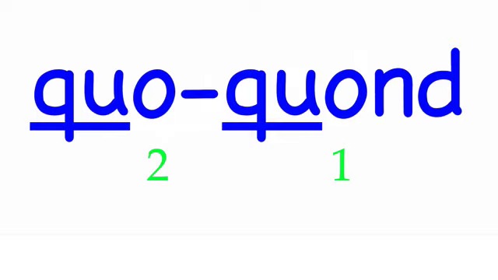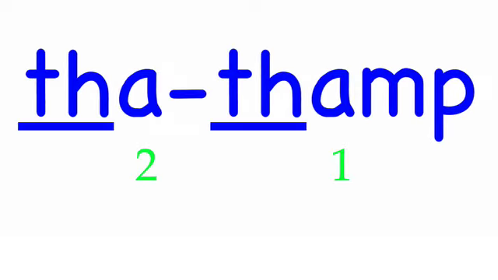Thay, thamp. Thay, 2 sounds: th, a. Thamp, 4 sounds: th, a, m, p. Thay, thamp.